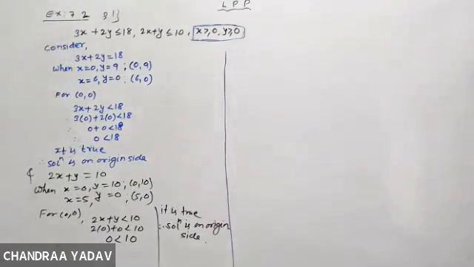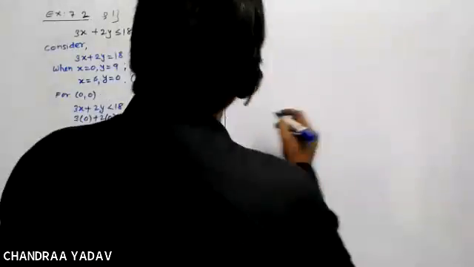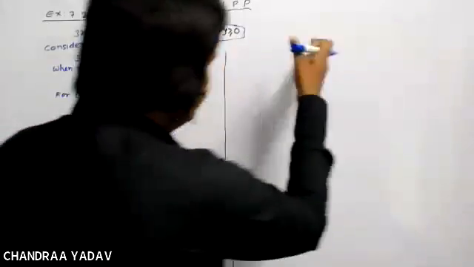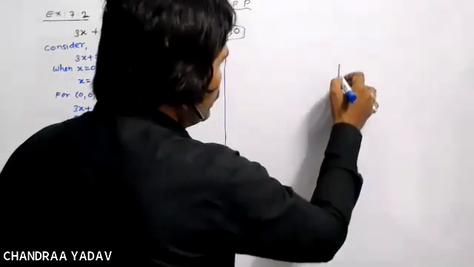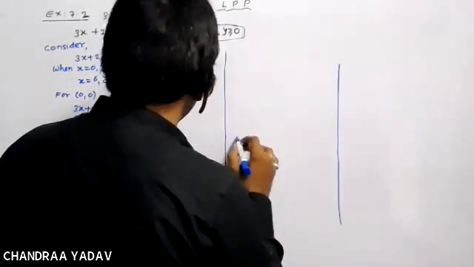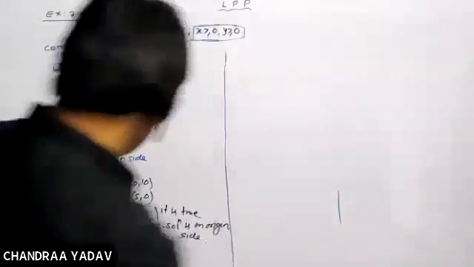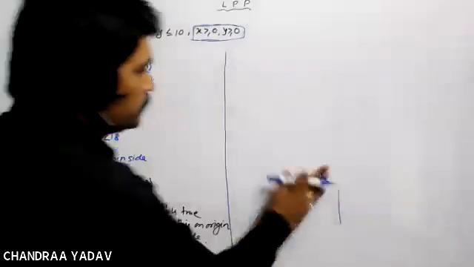Now we'll talk about the graph. The same thing, only one additional condition is there. So we'll see how to apply this condition. So all are positive values. There is no negative value.